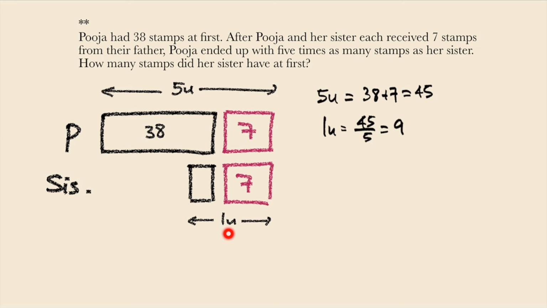How many did her sister have at first? That means her sister didn't have 0. That's why there's an unknown number here. It's not 0. She did have some. The question is, what is it? Well, since we know 1 unit is 9, 9 minus 7 is 2. So her sister had 2 at first.